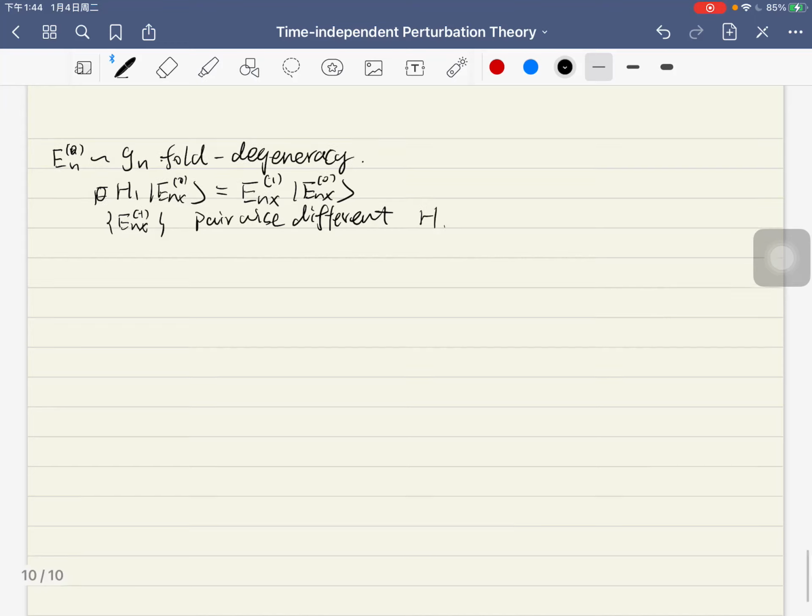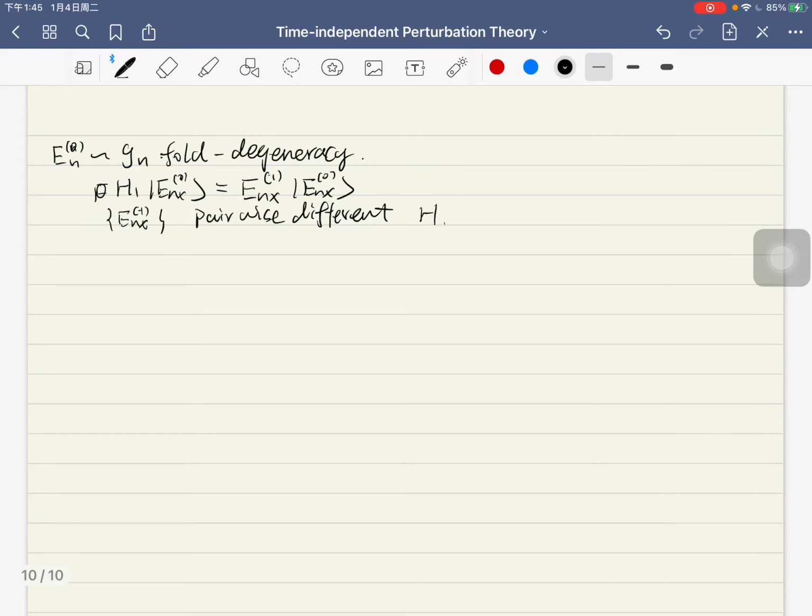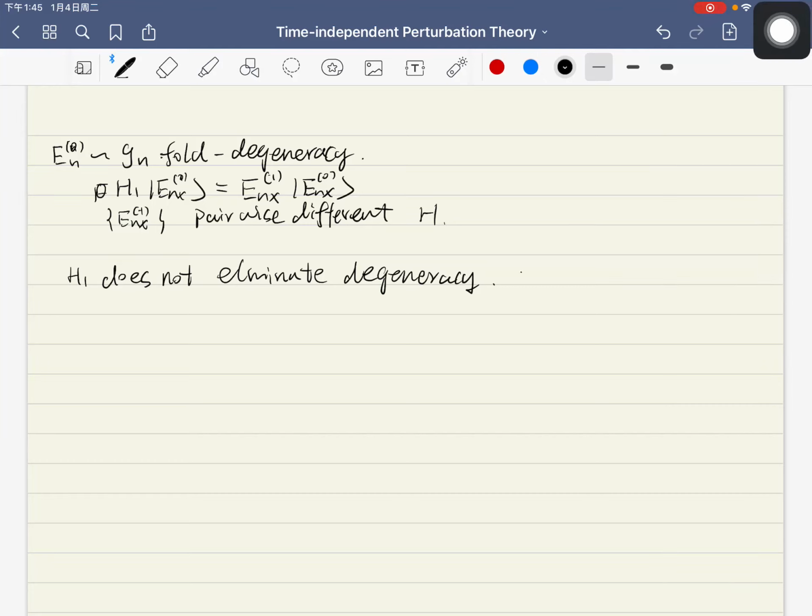In today's lecture, I will continue to introduce the case where H1 does not eliminate the degeneracy. This is very useful to calculate the effective Hamiltonian of many-body systems.